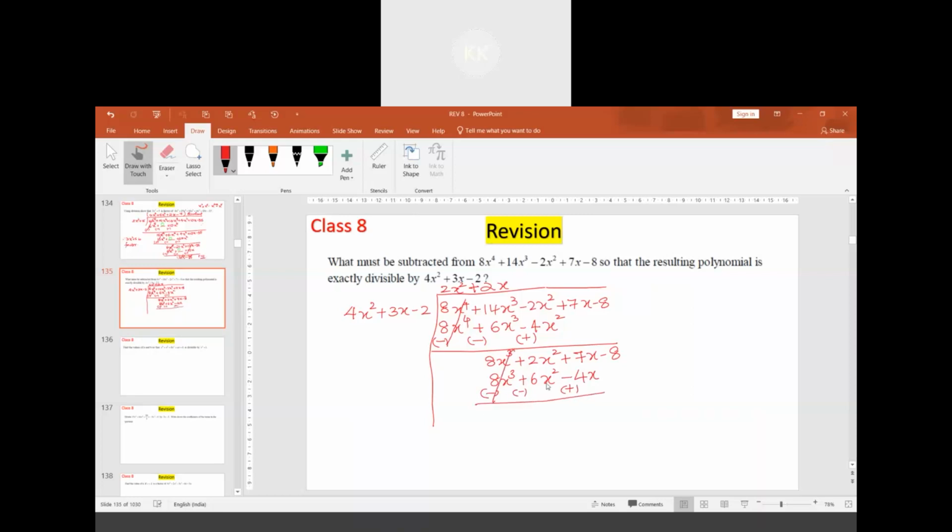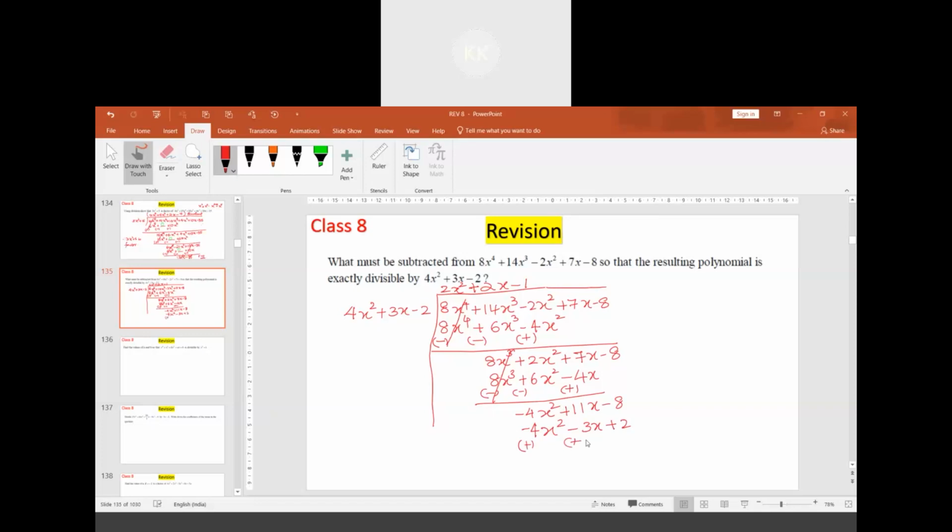The first term gets cancelled. Here the result is negative 4x square. Both are positive, so positive 11x minus 8. Now if you observe, these terms are the same, so we can multiply by negative 1 so that minus 4x square is obtained. Again minus 3x plus 2.